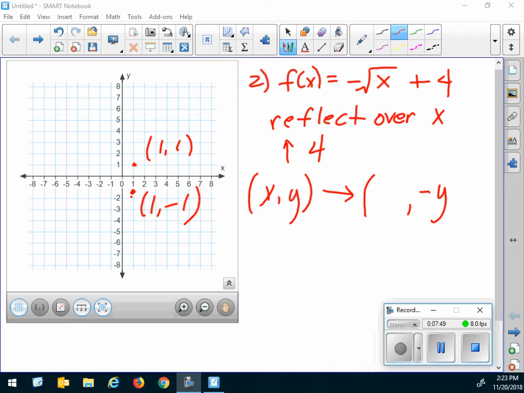You with me? How do we do an up 4? If I took that point and went up 4, did the x value change? What happened to the y value? The x value never changed. So let's take those points that were on the parent graph.